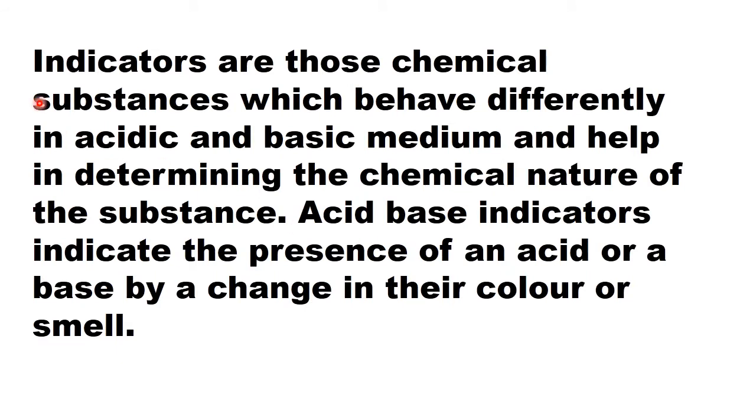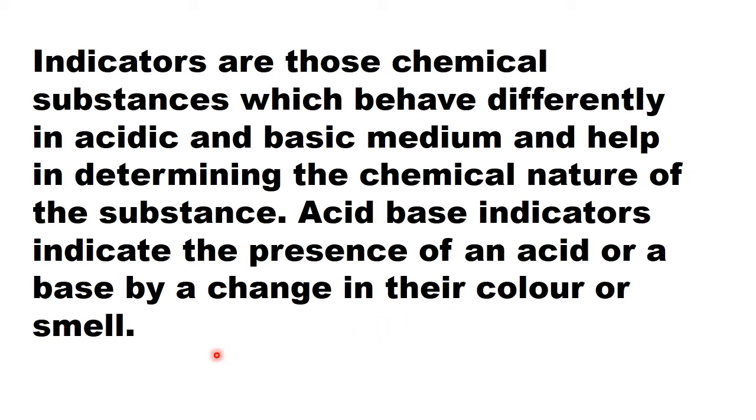Now let's study indicators. Indicators are those chemical substances which behave differently in acid and base mediums and help in determining the chemical nature of the substance. Acid-base indicators show the presence of an acid or a base by changing their colors or their smell.